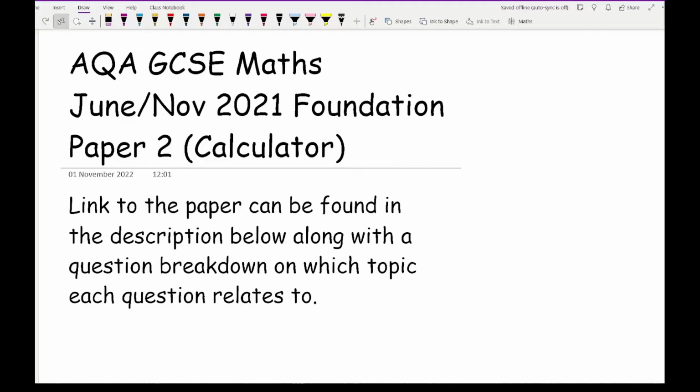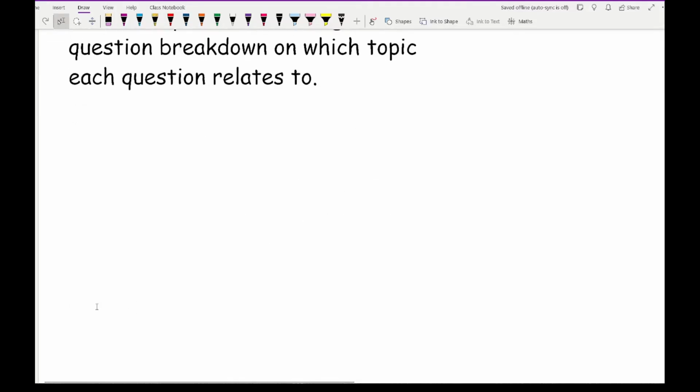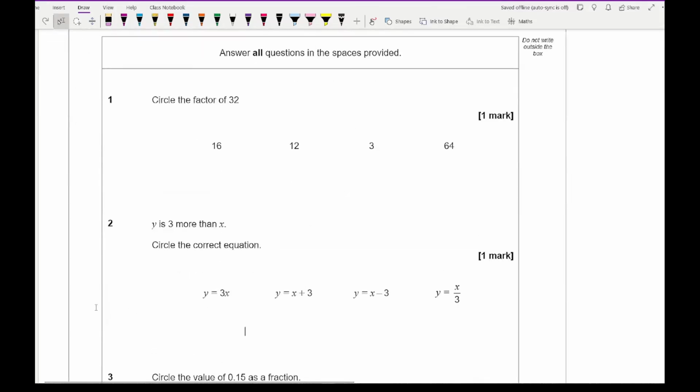So let's get started working through this June-November 2021 Foundation Paper 2, which is a calculator paper. So looking at question 1, it says circle the factor of 32. So basically, which of these numbers can you divide 32 by without leaving a remainder? And the correct answer you should have is going to be our first option, which is 16.